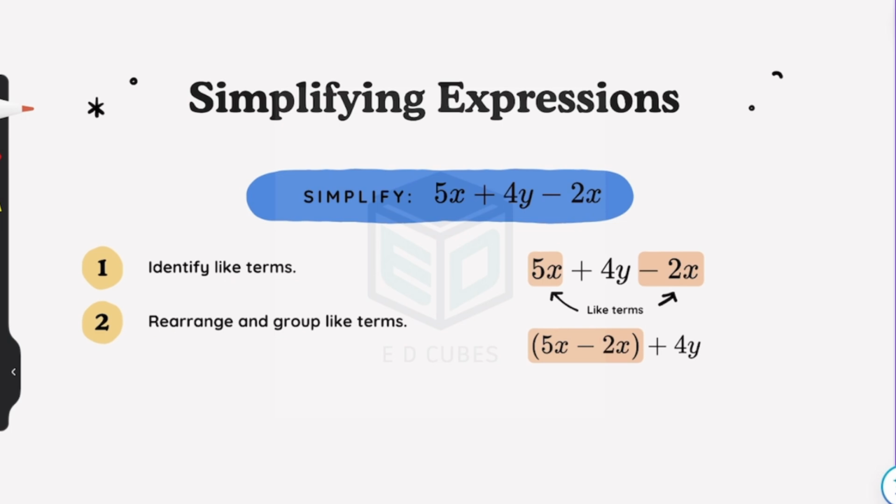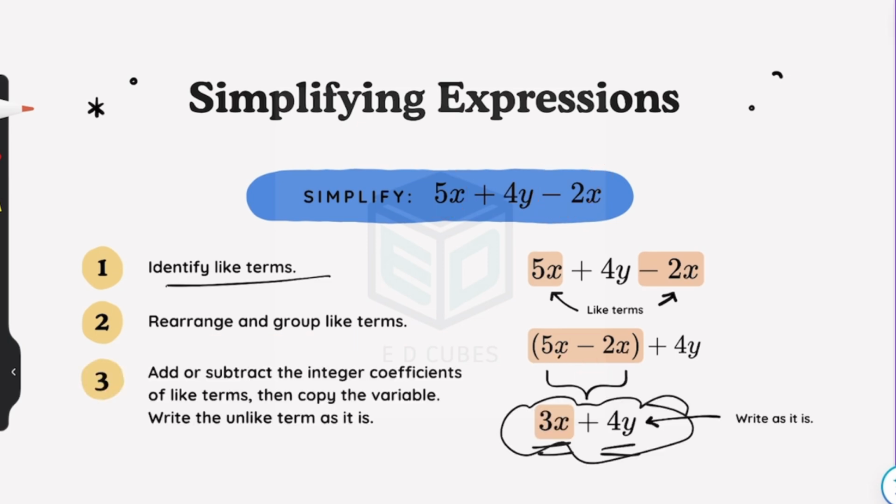Now what next? Next, rearrange and group like terms. The like terms we found, we rearrange and group. We got 5x and minus 2x. So we did the grouping: 5x minus 2x. And the remaining term, we wrote as it is: plus 4y. Whatever remaining term was there, we have written it as it is. Now, after this, what do we have to do? Just solve it.